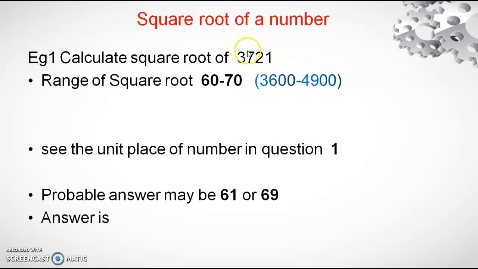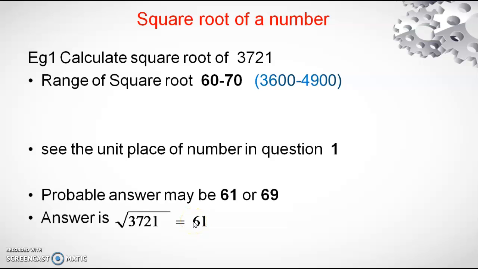Our question 3721 is more near to 3600 and not 4900. That means our square root will be more near to 60 and not 70. If it would be near 4900, then our answer would be near 70. So here 3721 is nearer to 3600. Therefore, our answer from these two is 61.